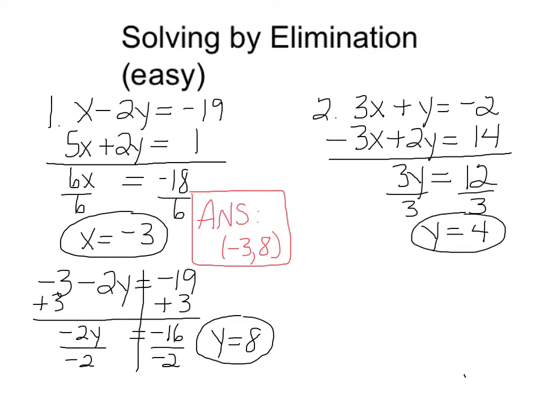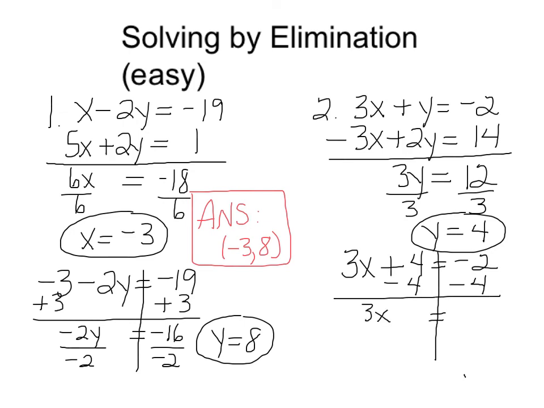I'm halfway done in this problem. I'm going to plug y equals 4 back into whatever equation I think's easier. I think the top equation looks easier, so I'm going to plug y equals 4 into the top equation. So my top equation is going to be 3x plus, instead of y, I'm going to replace it with 4, equals negative 2. And now this is a two-step equation that I should be able to solve. Let's subtract 4 from both sides. So I would have 3x equals negative 6. And then if I divide both sides by 3, x is going to be equal to negative 2.